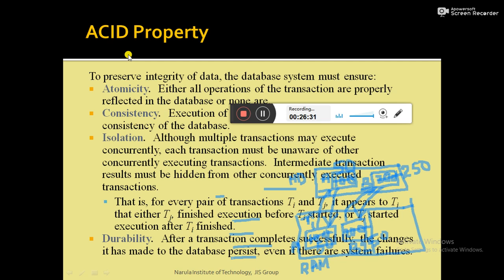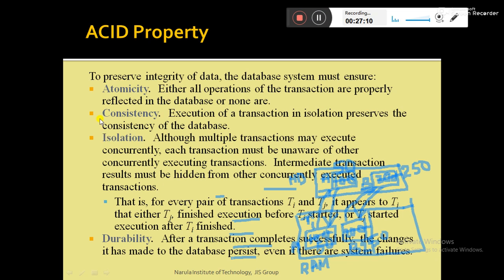Next topic is the ACID property. Now every transaction should exhibit the property which is known as ACID property, and they are atomicity property, consistency property, isolation property, and durability property. The acronym ACID is derived from the first letter of each of the four properties. A is from atomicity, C from consistency, I from isolation, and D is from durability. Let's first discuss the consistency property.